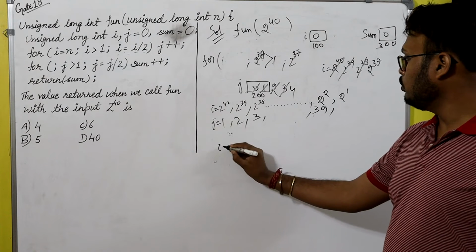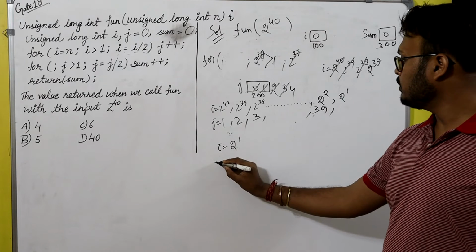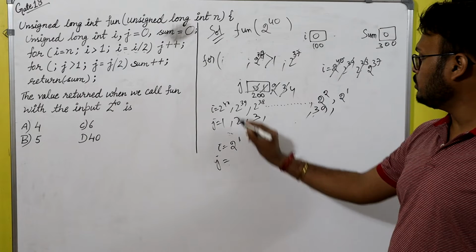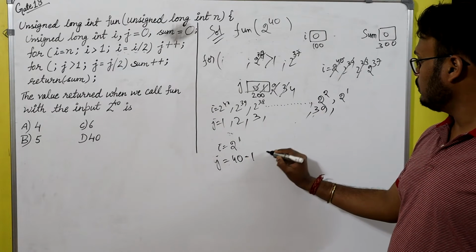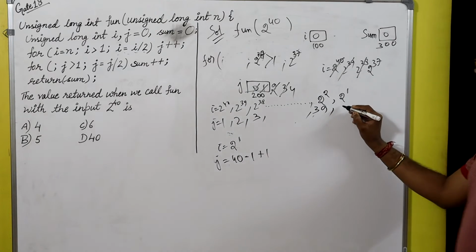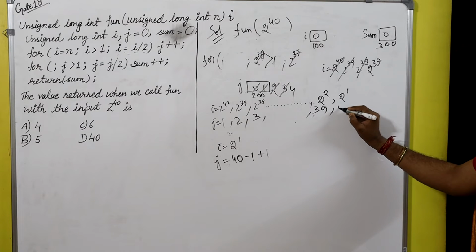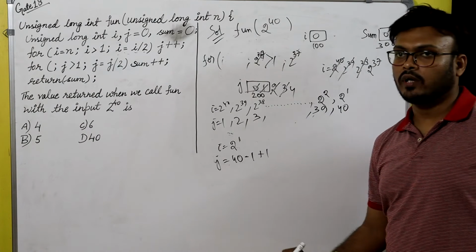So, I is equal to 2 to the power 1. So, what is the value of j? The value of j is 40 minus 1 plus 1. It means the value of j is 40. Okay, fine.